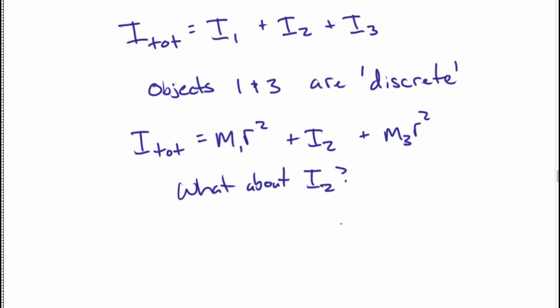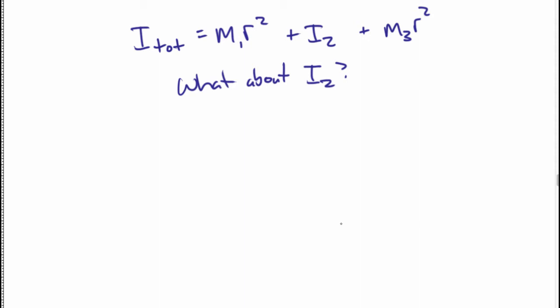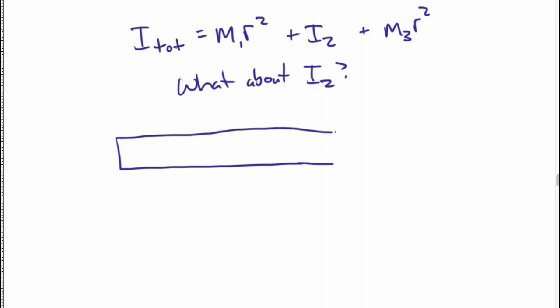So this is the aforementioned tricky continuous object. Let's take a look at this big old arm, and we'll zoom in a bit. And we'll just look at part of the arm.